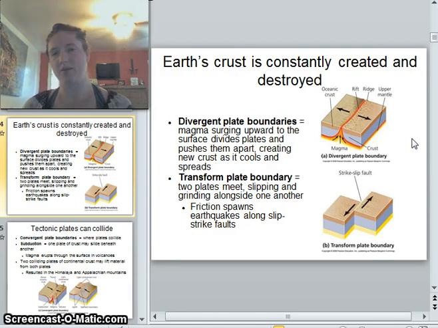This is also a point where sometimes we will see volcanoes occur. And it's where we end up with new material. We have new soil, new crust being formed.